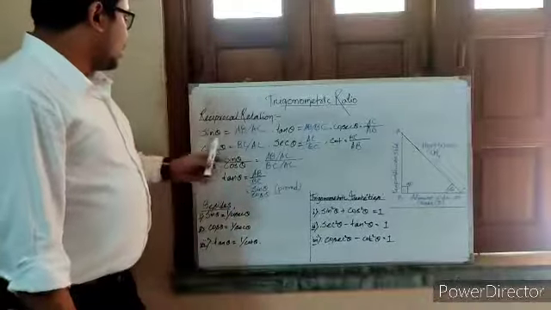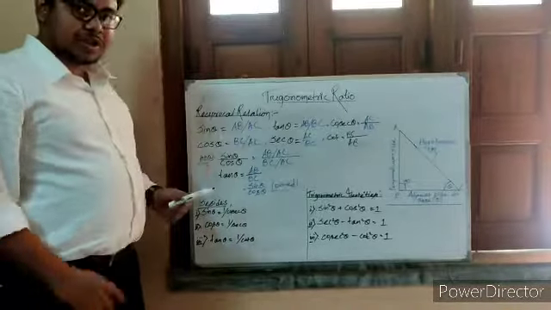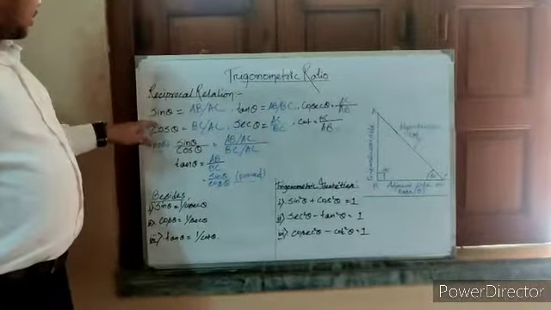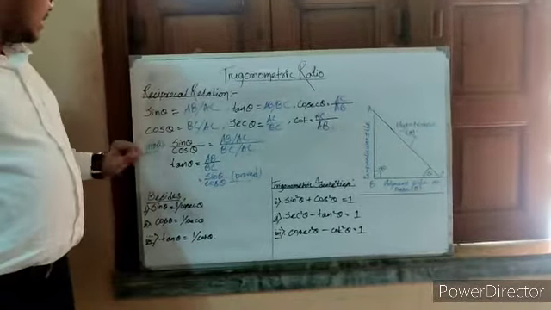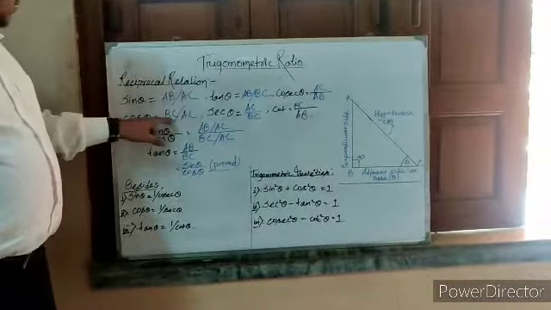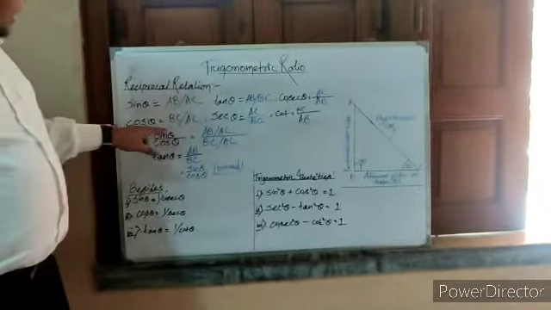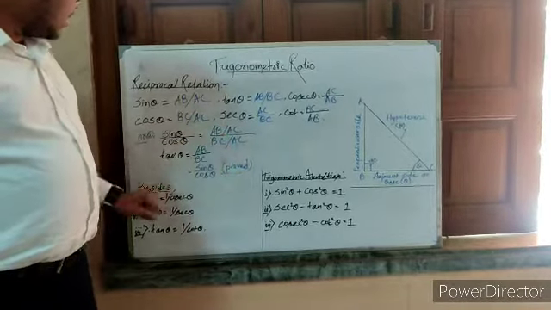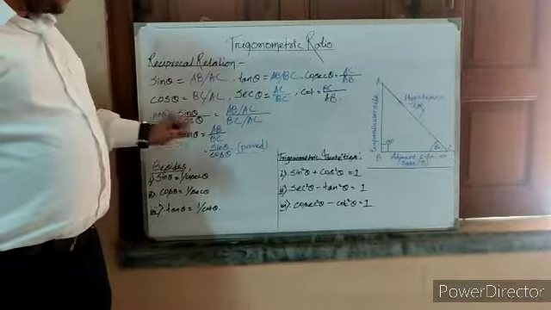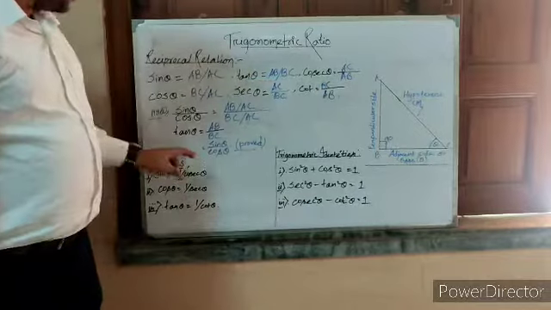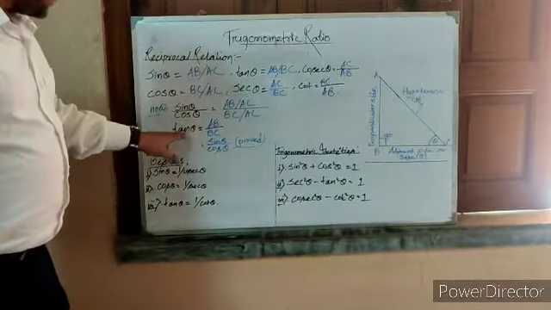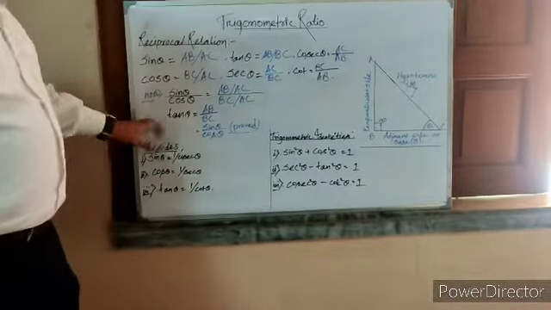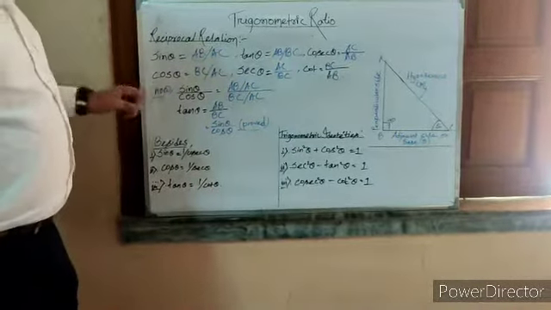Right? So now we will learn the reciprocal relations between the 6 ratios. First, sin theta equal to AB by AC, and cos theta equal to BC by AC. Now if we write sin theta by cos theta and put the values AB by AC and BC by AC, then we get AB by BC. Then we can say that tan theta equal to sin theta by cos theta. This is proved.